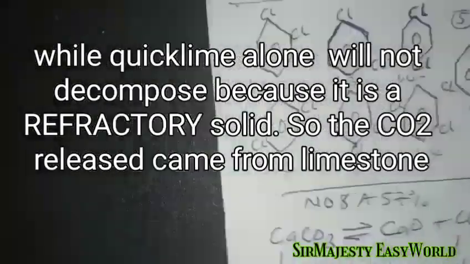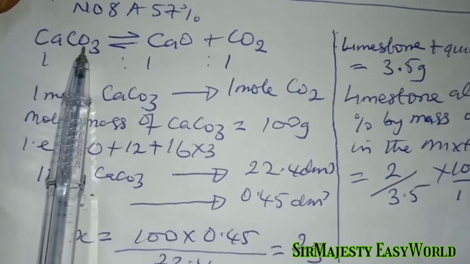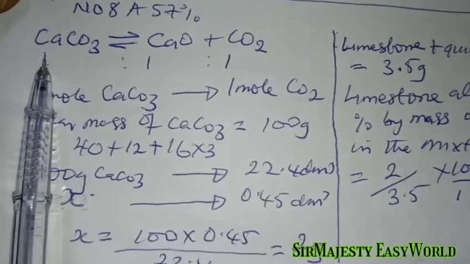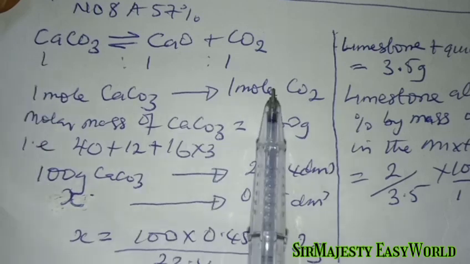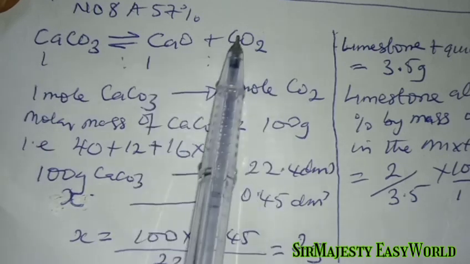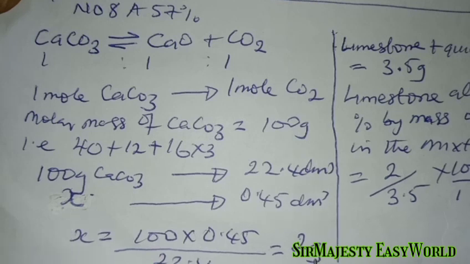Then watch the calculations here. This calculation shows the decomposition of limestone, giving you 1 mole of limestone, which is equivalent to 100 grams. This gives you 1 mole of CO2, and 1 mole of any gas at STP occupies 22.4 dm³. Since the volume produced was 0.45 dm³, we can now calculate the mass involved. At the end, we discover that 2 grams of calcium carbonate, CaCO3, was involved in the mixture.